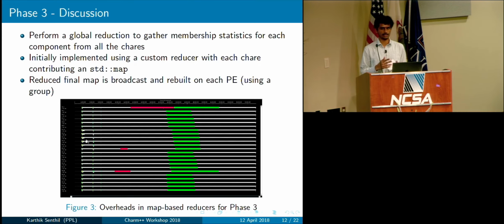But this involves a lot of overhead, as shown here. The red region indicates the amount of time that the algorithm spends inside the reducer doing the map merging operation, while the green region indicates the amount of time that the algorithm is spending in just rebuilding or reconstructing the map on each PE. So we wanted to avoid this sort of overhead, especially something that we observed at large scales when we were running on a large number of nodes.